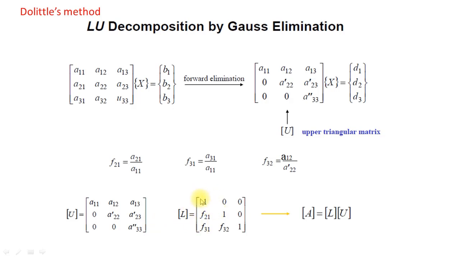In the lower triangular matrix, these 3 are already 1 1 1, these 3 are 0 0 0, and these 3 are unknown, f21, f31 and f32, and we can find these 3 unknowns by using this expression. f21 is equal to a21 divided by a11. For f31, this is a31 divided by a11, and for f32, this is a32 divided by a dash 22, this new entry. So we can factorize the matrix A into L and U.